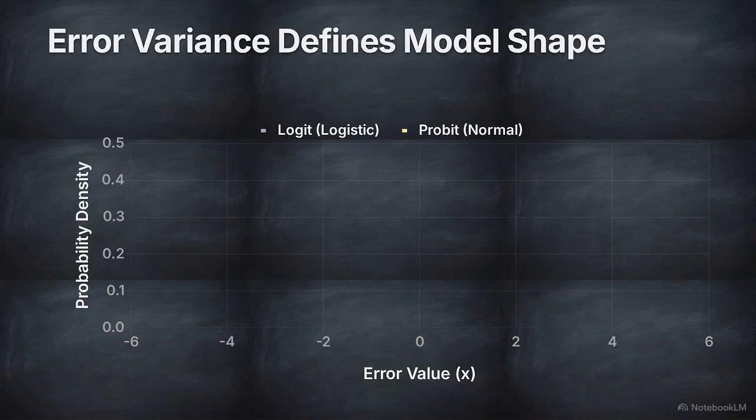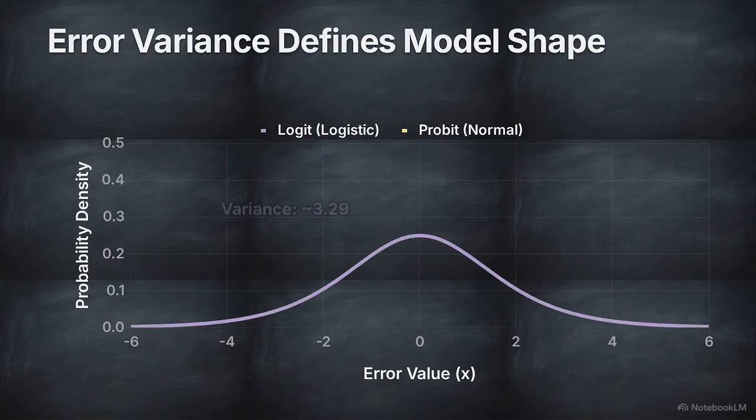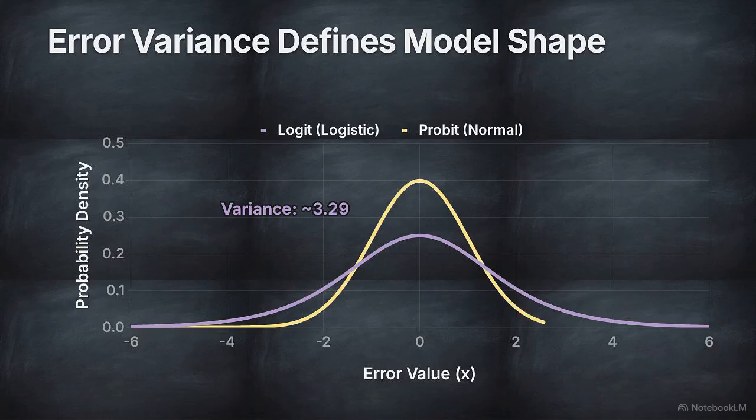The mathematical distinction between these models comes down strictly to variance. The standard logistic distribution is wider, with a variance of 3.29, carrying heavier tails at its extreme ends.